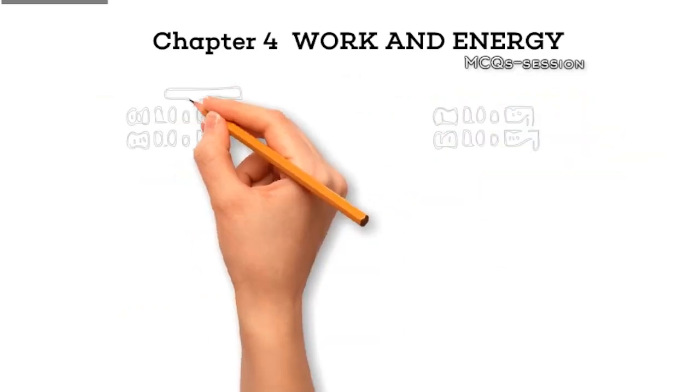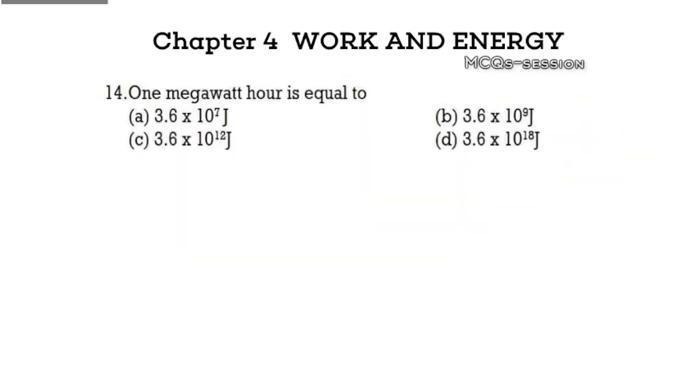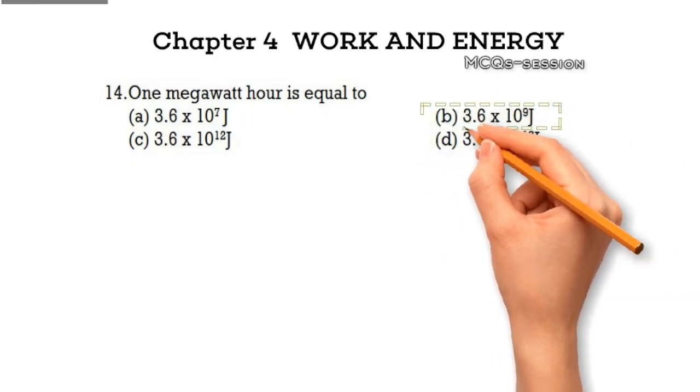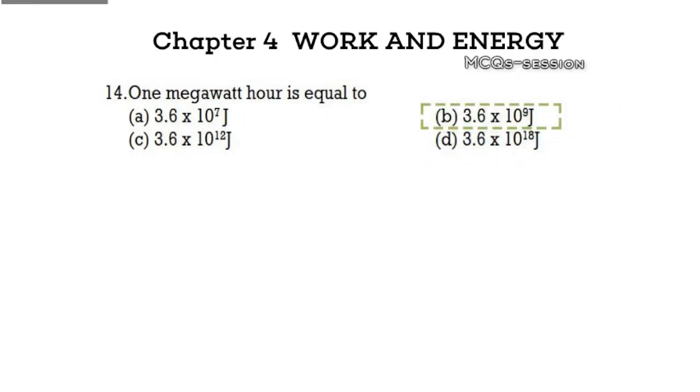Question 14. 1 megawatt-hour is equal to how many joules? Options: A, 3.6 times 10 to the power 7 joules, B, 3.6 times 10 to the power 9 joules, C, 3.6 times 10 to the power 12 joules, D, 3.6 times 10 to the power 18 joules. Pause and think about this one. The correct answer is B, 3.6 times 10 to the power 9 joules. Explanation: 1 megawatt-hour, a unit of energy, equals 3.6 billion joules.